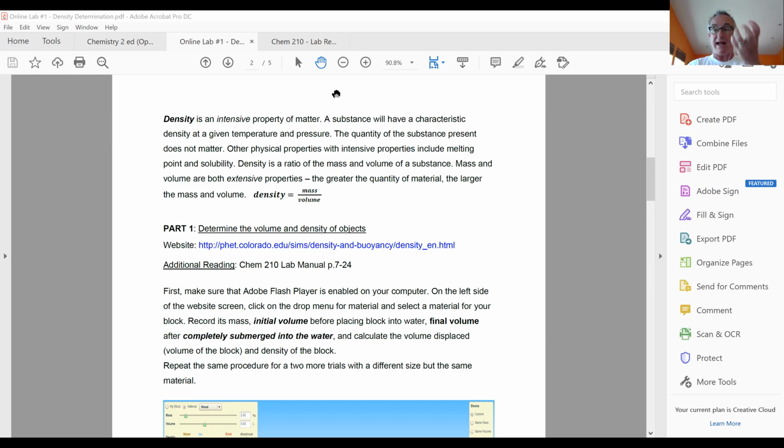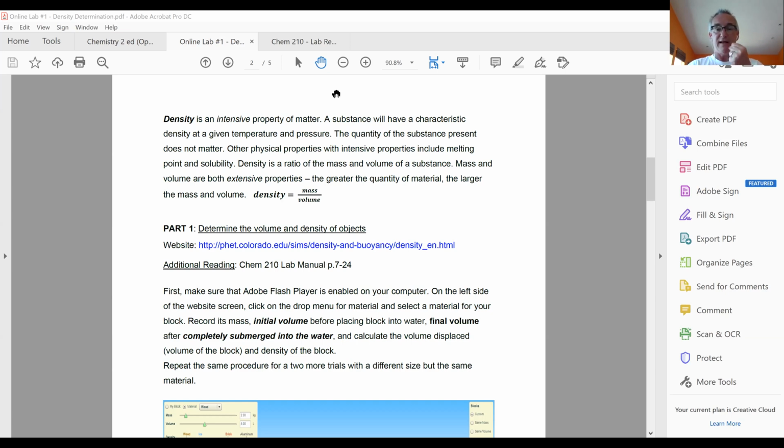So if I have a big lump of silver and I put that into some water and I measure the mass of the silver and then I measure the volume of water it displaces, I should get the same mass to volume ratio as if I used a really small piece. Of course, I may be a little more accurate with a larger piece than a small piece, but I should get the same answer.